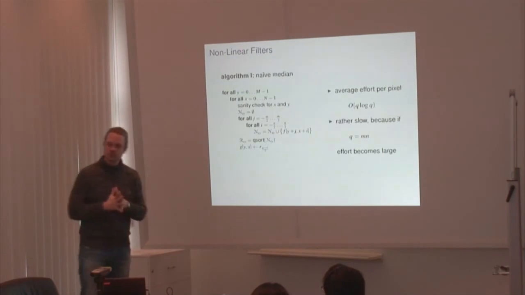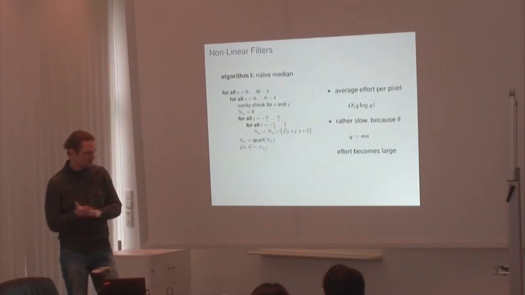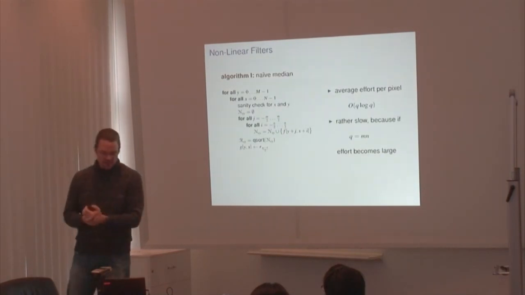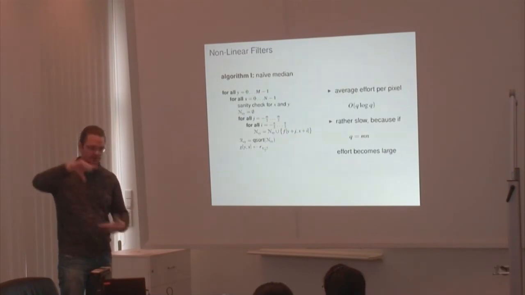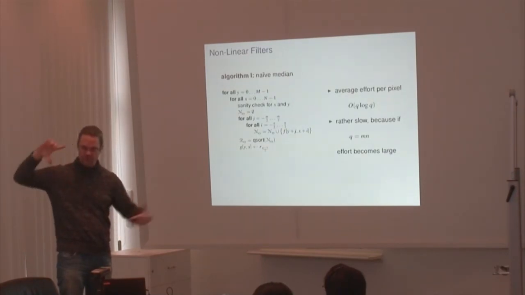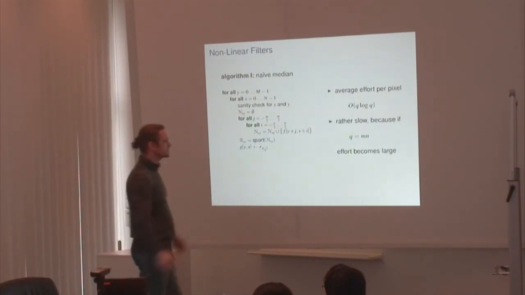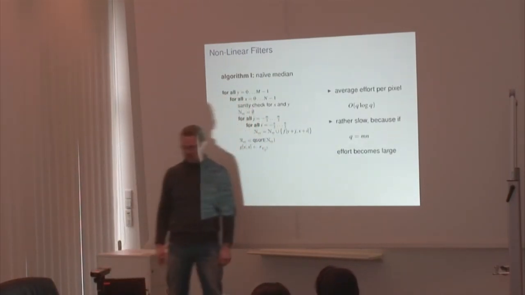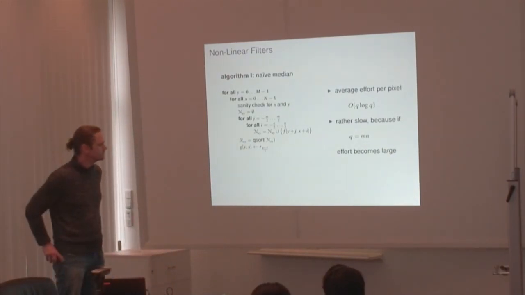Q log q looks good generally, like, you know, it's better than quadratic. It's not quite linear yet, but that does not look too daunting. Right? But if these mask sizes, the sizes of the neighborhood we want to compute the median for, increase, that is, if this q becomes large, then all of this becomes tedious.